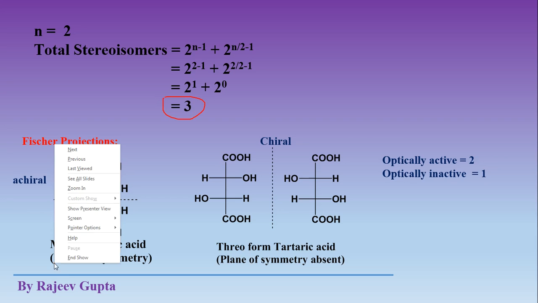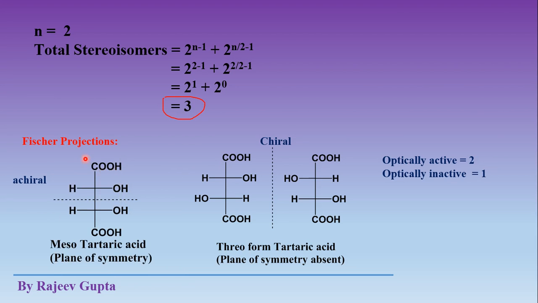Now, see, first we have to draw the Fischer projection of these structures. So we can start Fischer projections with a molecule which contains a plane of symmetry, as we have already seen that this molecule contains a plane of symmetry. So draw the Fischer projection like this. Okay, we know that it has two chiral centers, so just draw two horizontal lines, these two terminals are carboxylic groups, and put both OH groups on the same side. So this molecule contains a plane of symmetry, as we can see here.